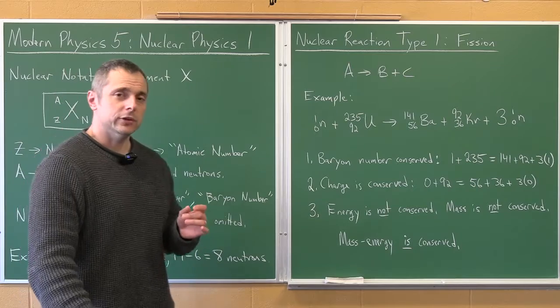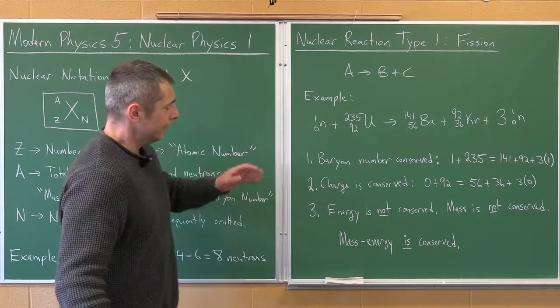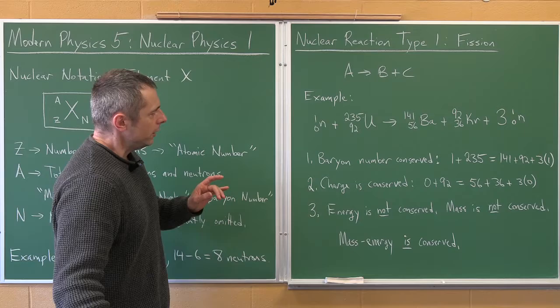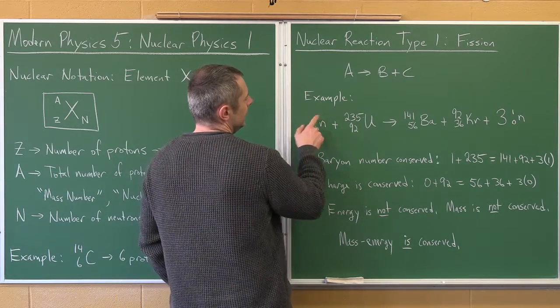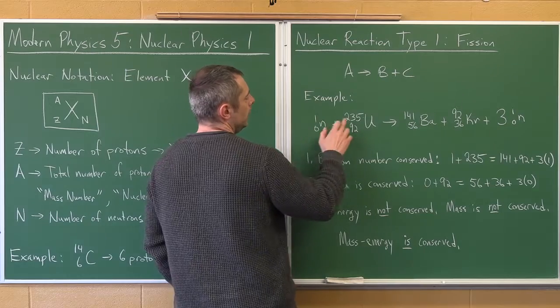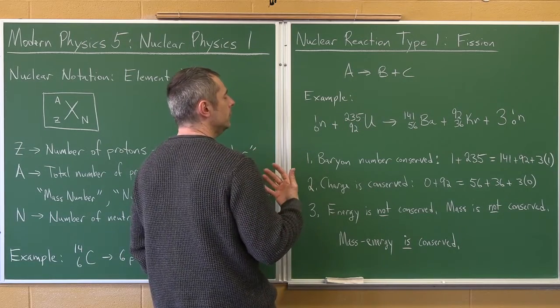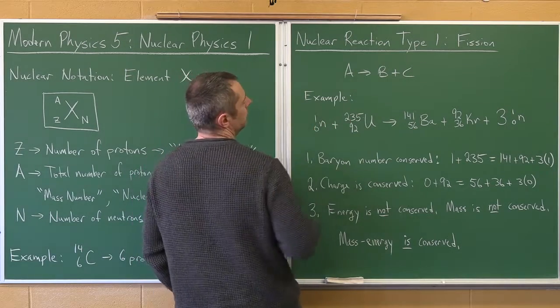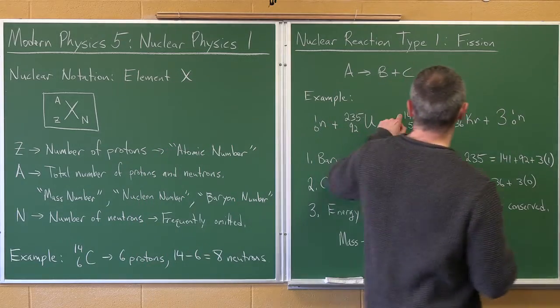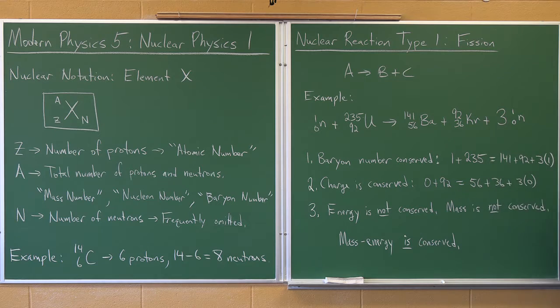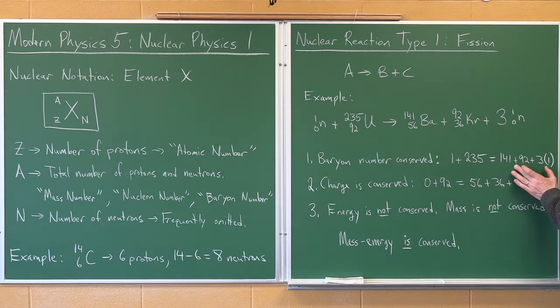Here are some things that are true of all nuclear reactions, including this one. The baryon number is conserved. In other words, if I take these numbers before, the 1 and the 235, I've got 236 baryons before the nuclear reaction. After, I've got 141, 92, and 3 times 1. If you add these up and punch it on a calculator, you get 236 after. Charge is also conserved.